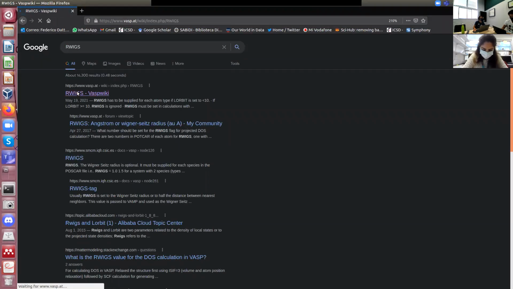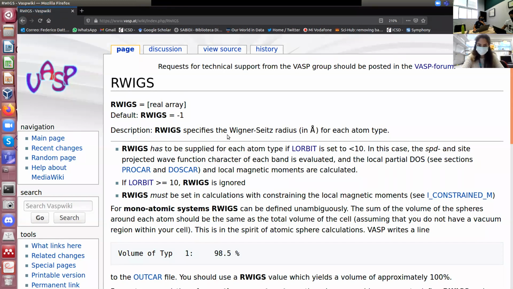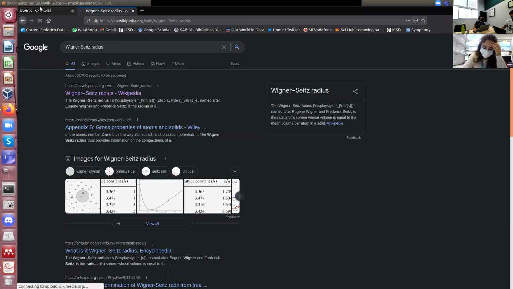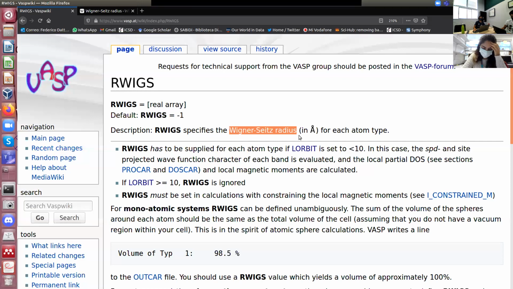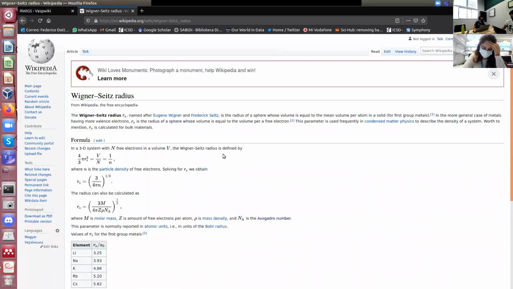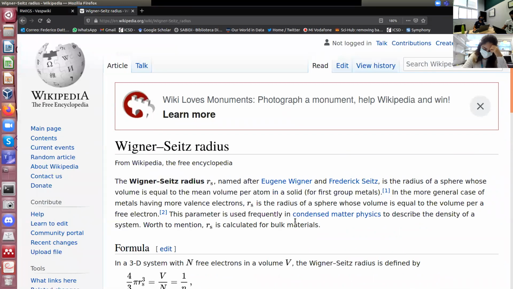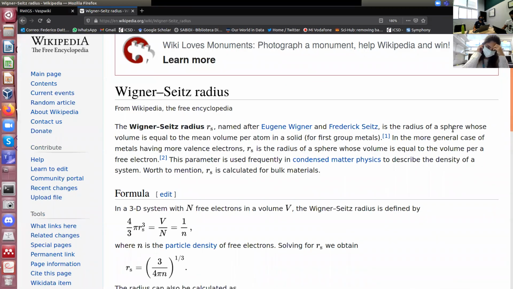And then let's go quickly on these tags. Yeah, I don't understand well what this is. But I mean, the definition is easy. Wigner-Seitz radius, so you need to see what the Wigner-Seitz radius is, and the Wigner-Seitz radius is the radius of a sphere whose volume is equal to the mean volume per atom in a solid. So you have the explanation. I mean, this is the parameter that you put, okay?